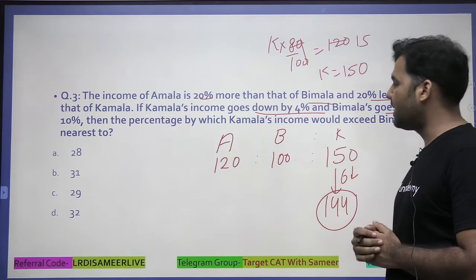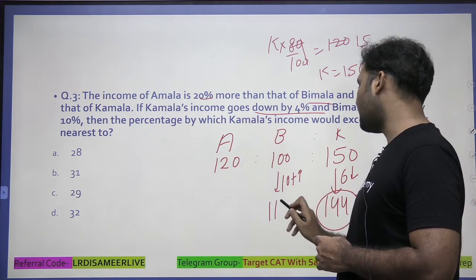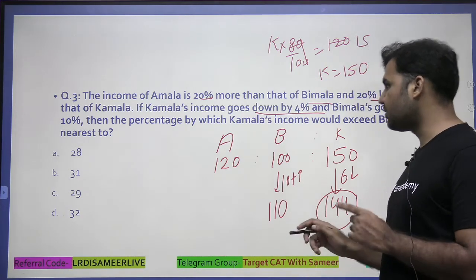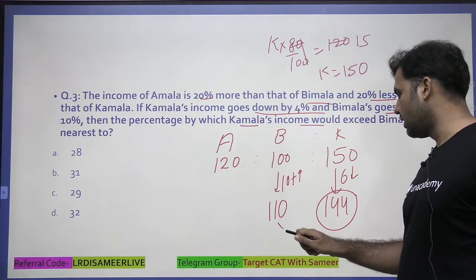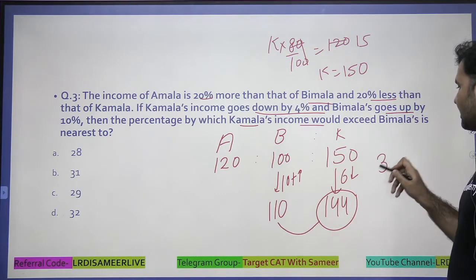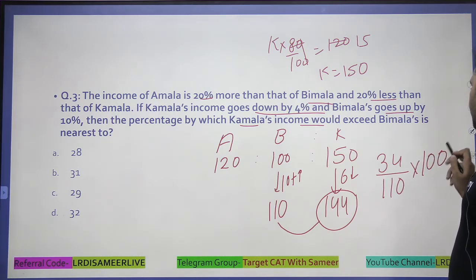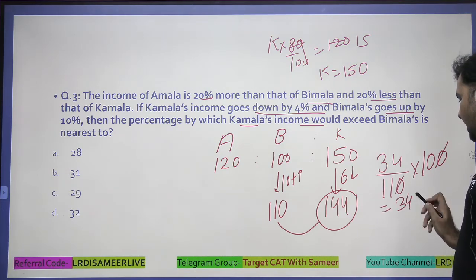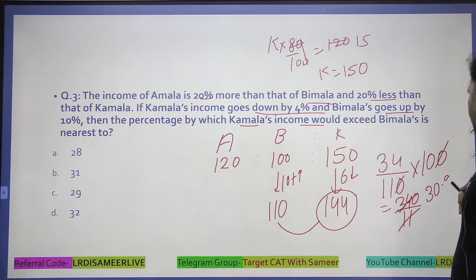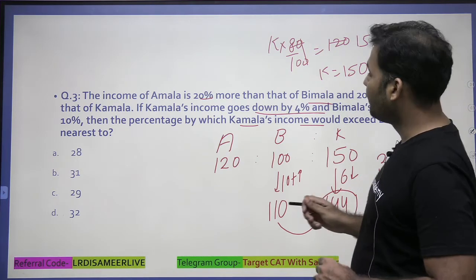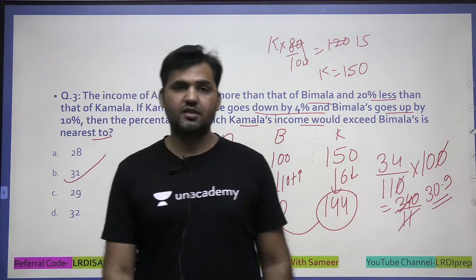And Bimala's goes up by 10%. So that means Bimala's income would be 110. Now I'm supposed to find out the percentage by which Kamala's income would exceed that of Bimala, nearest to. You see that Kamala's income is 34 more as compared to 110. So 34 more as compared to 110 is 340 by 11, and 340 by 11 would be 30.9. Because we are not supposed to find out the exact answer, this value is nearest to 31. That would be the correct answer of the question, guys.